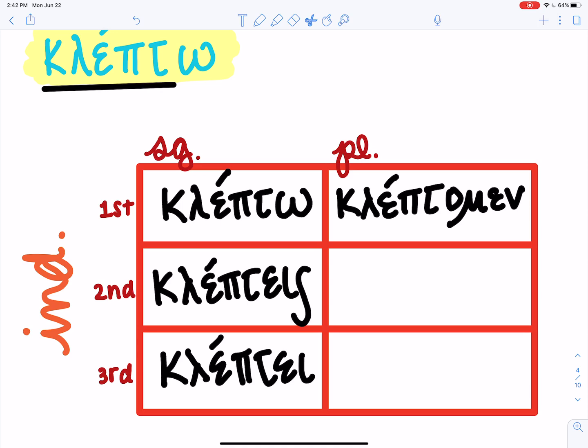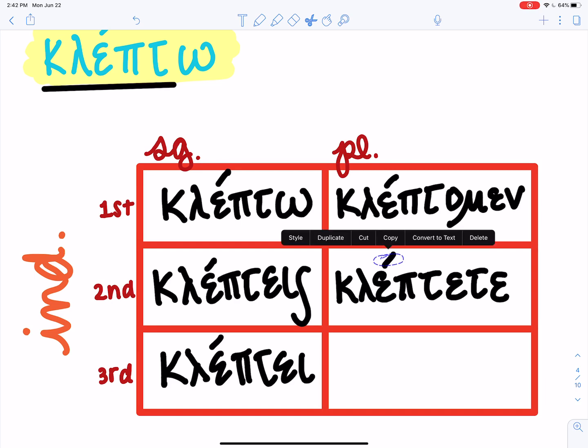And then second person plural, we had the ete ending. So we get klept, our stem, and then epsilon, tau, epsilon as our ending. We put the acute on our final syllable because that epsilon is short again. We take that acute and go back 1, 2 spaces to the antepenult.